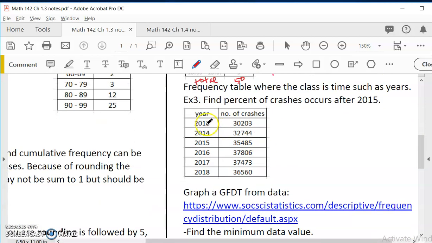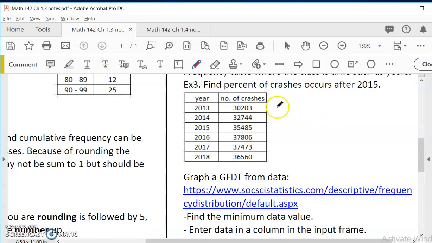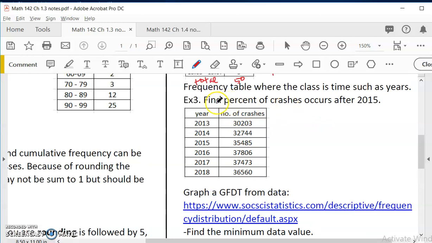Sometimes you have a frequency table where the classes are actually years. So it records the number of crashes, but this is still a frequency table. Number of crashes is a count, but they correspond to years. So we still call it a frequency table, but let's find out what they're asking.